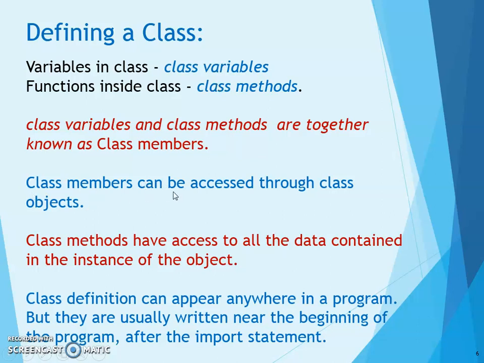These class members we can access through the class object, that is an instance of a class. Now class methods have access to all the data contained in the instance of the object. Class definition can appear anywhere in the program. So we can define a class anywhere in the program, but normally it is written near the beginning of the program, that is at the starting of the program after the import statement.